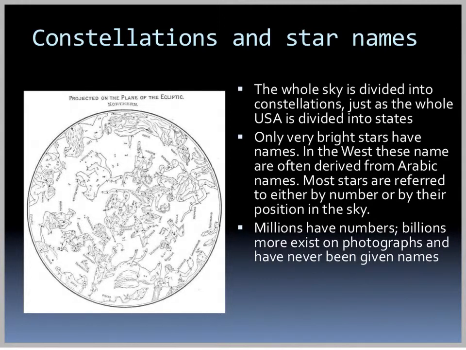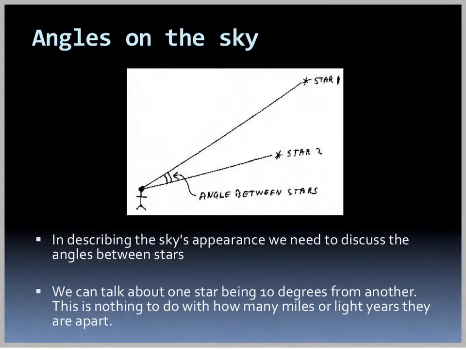Now, of the stars, only the brightest stars have names. And in the West, these names are often derived from Arabic names. Most stars are referred to either by number or even just by their position in the sky. Millions have numbers, billions more exist on photographs and have never been given names.